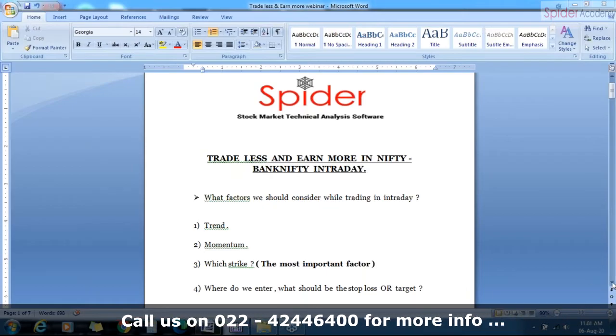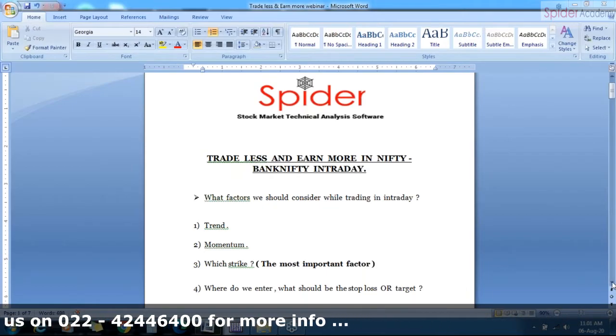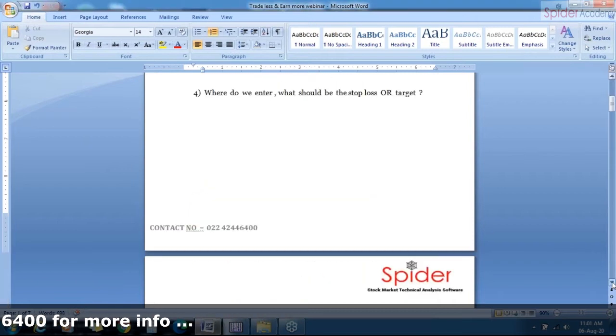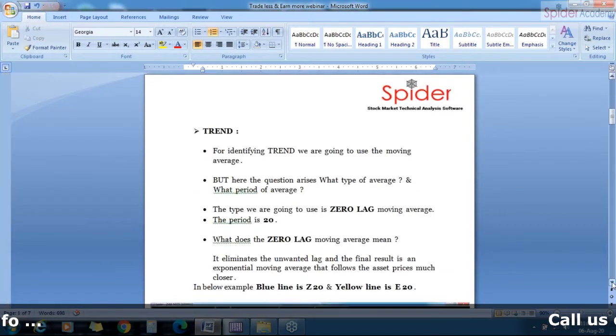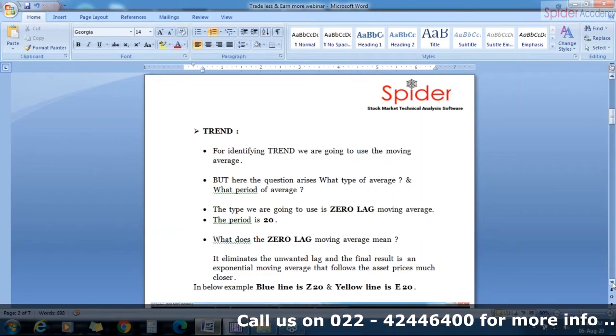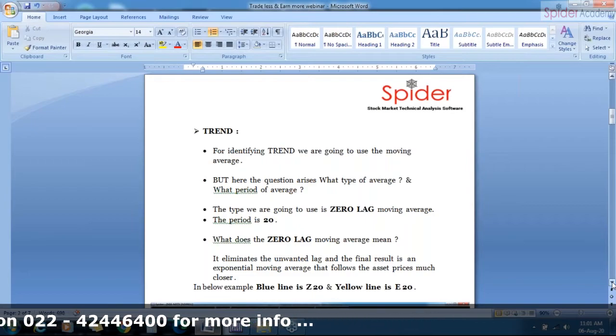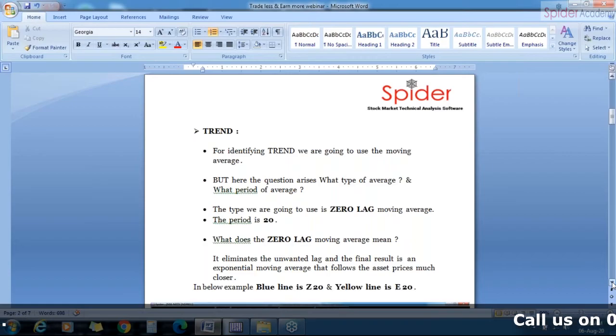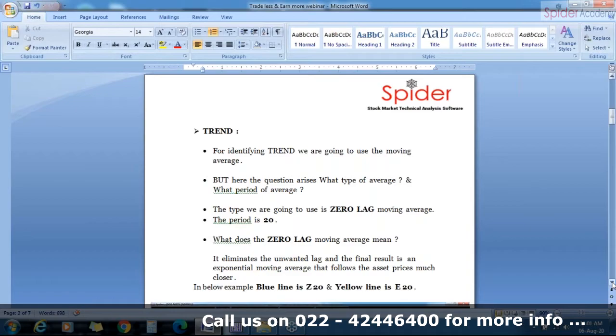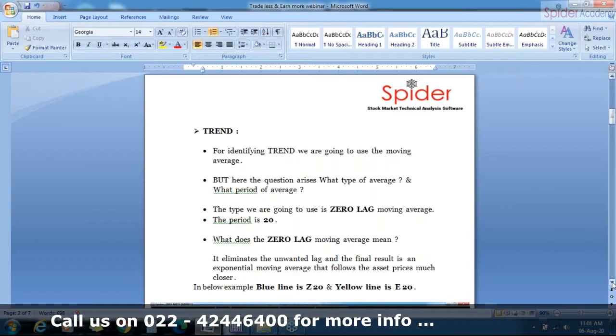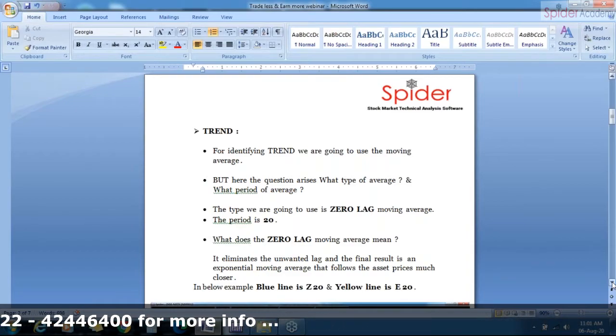So our first factor is trend. We will look at how we can identify the trend. For identifying trend, we are going to use the moving average. But now the question arises: what type of average are we going to use and what will be the period of the average? The type of average we are going to use is a zero lag moving average, and the period we are going to use is 20.